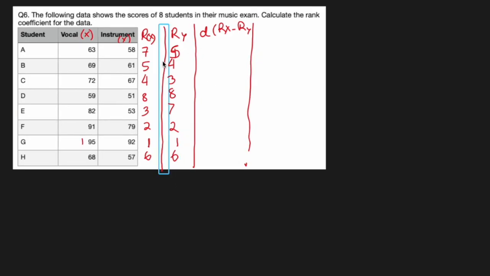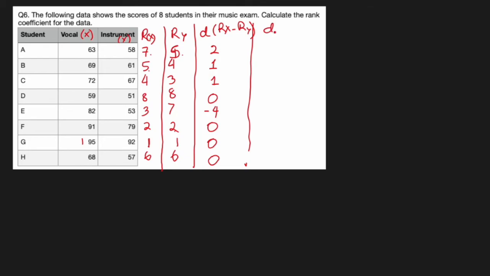Okay, done. Now we need to know the difference in ranks, which is Rx minus Ry. So 7 minus 5 is 2, 5 minus 4 is 1, 4 minus 3 is also 1, 0, this is negative 4, 2 minus 2 is 0, this is 0, and this is 0.